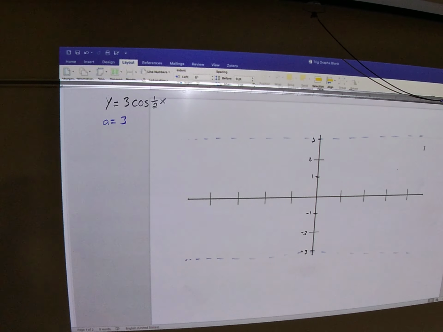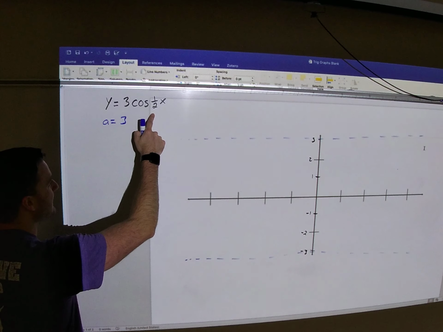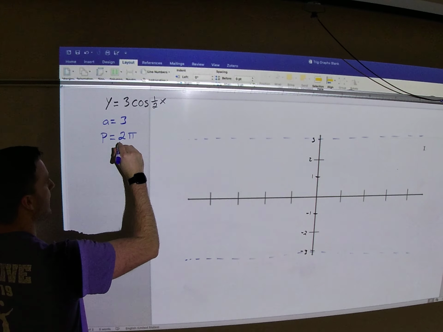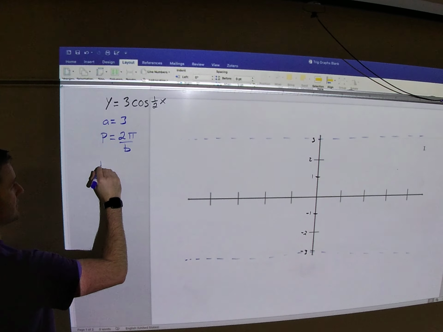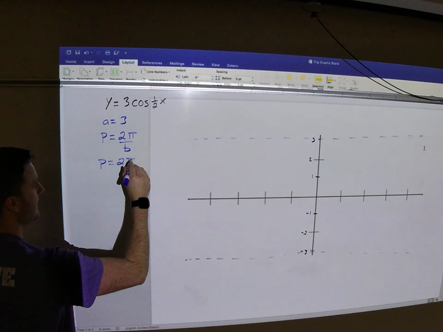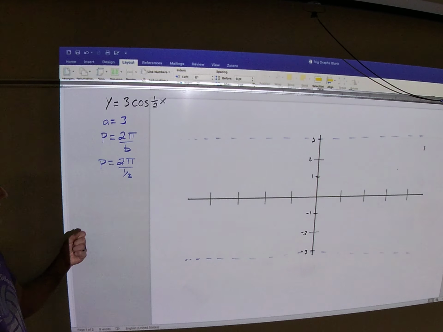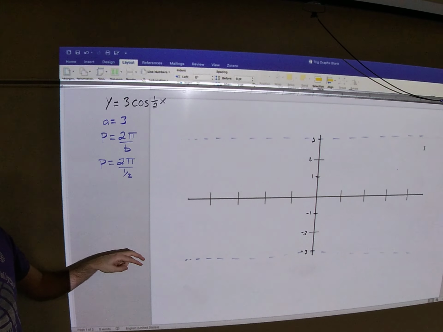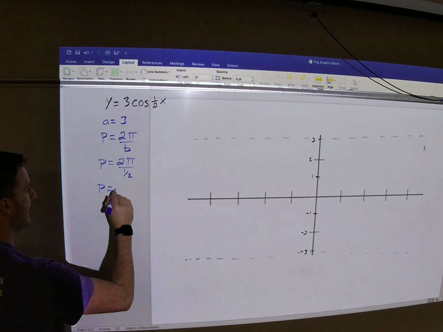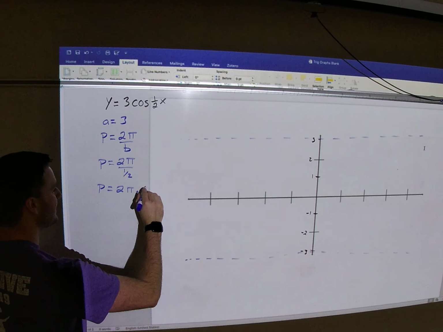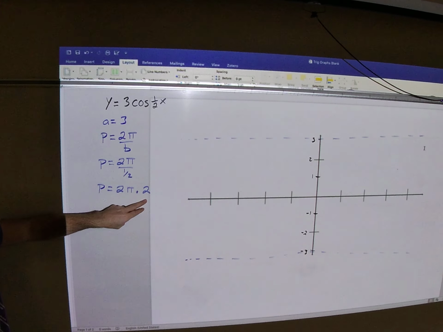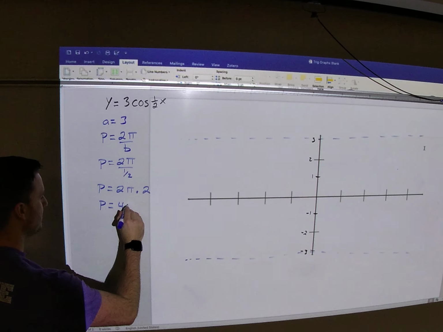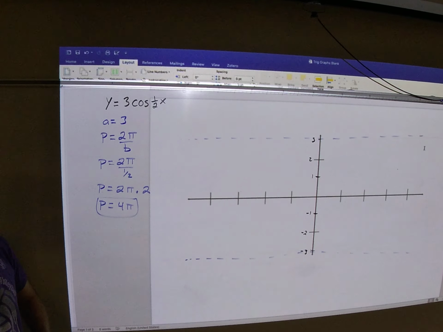Now, our B is 1/2, but remember that we have this formula for our period. Our period is 2 pi over B. So in our case, our B being 1/2 is 2 pi over 1/2. Now, again, I can't divide by a fraction, but I can multiply by this fraction's reciprocal. So really, I could say I have 2 pi times 2. The reciprocal of 1 over 2 is 2 over 1, or 2. Now, what is 2 pi times 2? Well, that's 4 pi, meaning that my period is going to be 4 pi.